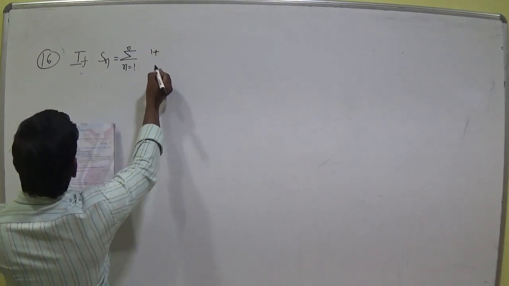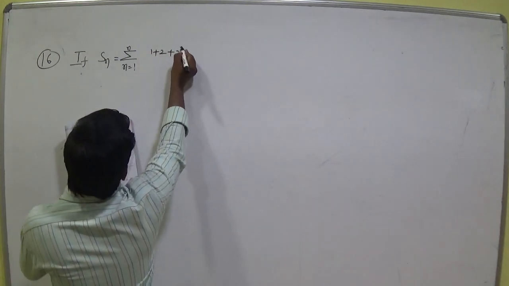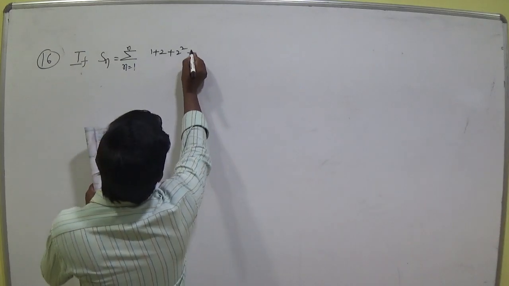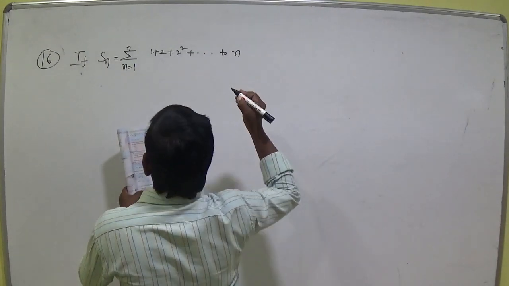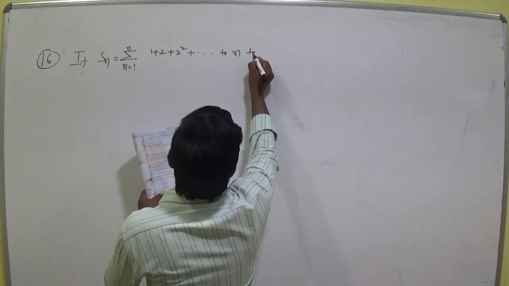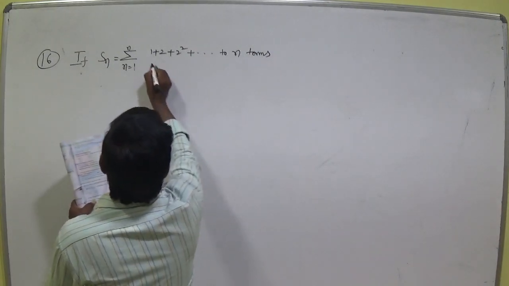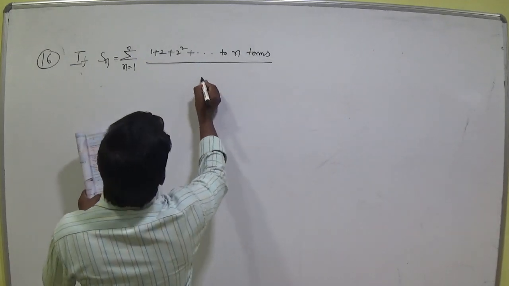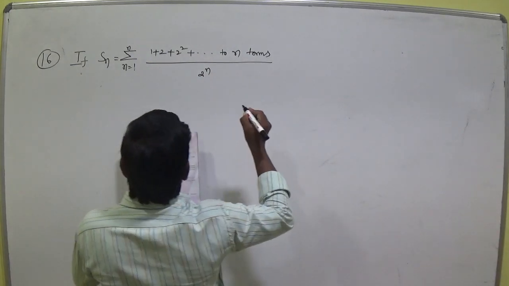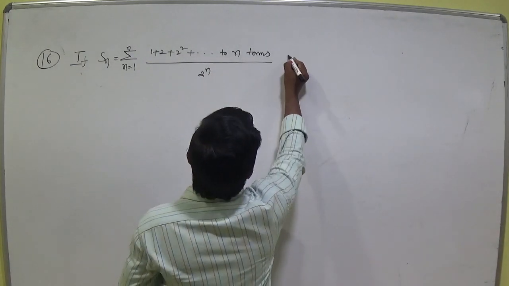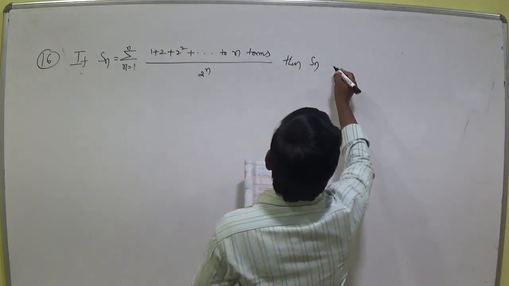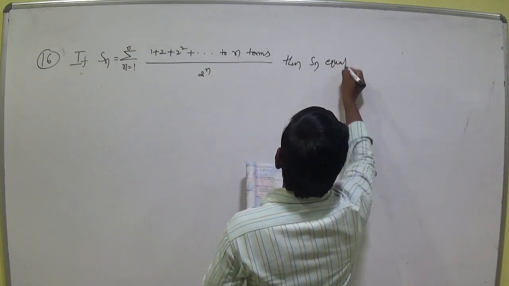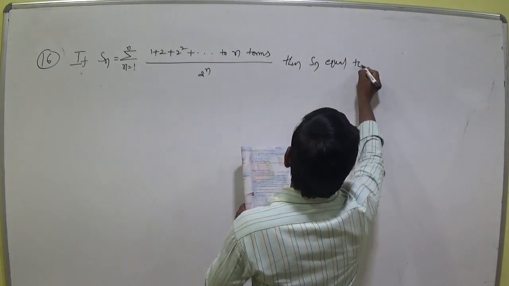1 plus 2 plus 2 square plus so on to n terms, divided by 2 power n, then Sn equals to.